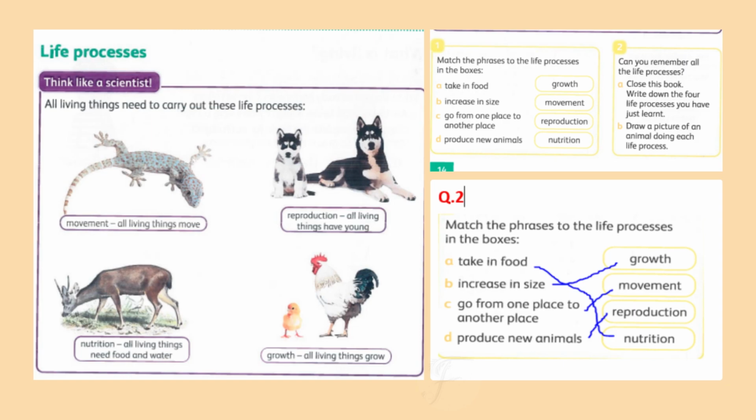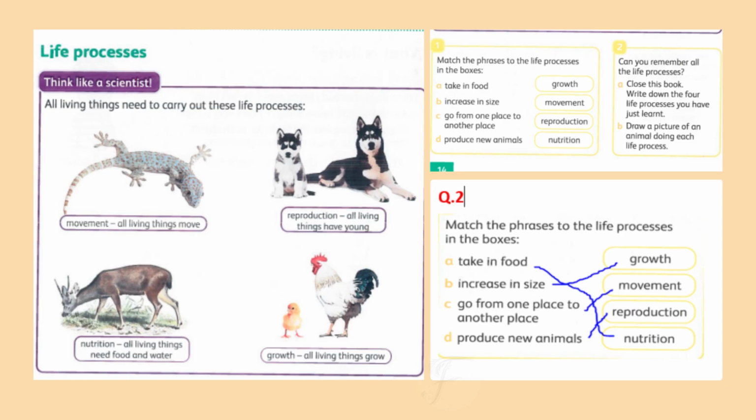Now you have to match the phrases to the life processes in the boxes. A. Take in food. B. Increase in size. C. Go from one place to another place. D. Produce new animals. These are life processes: growth, movement, reproduction, nutrition. You have to match these and you have to do this work in your notebook. I have done for you.